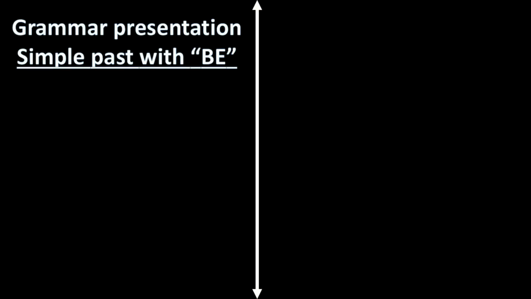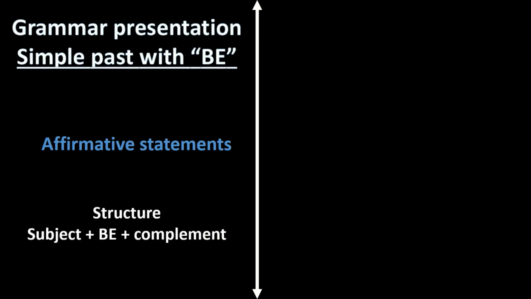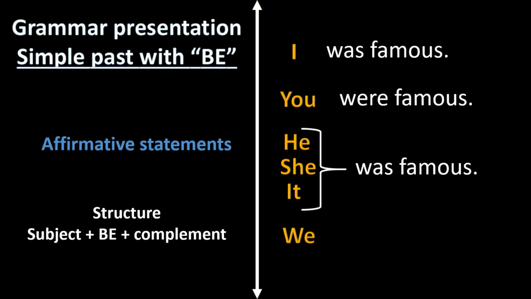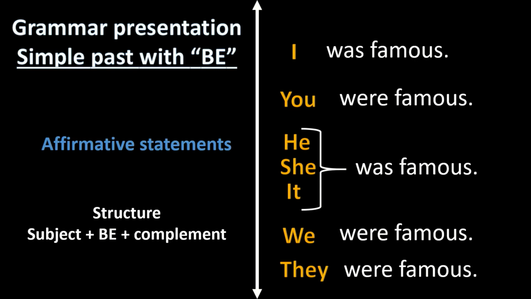Let's take a look at the grammar presentation for the simple past with be. For affirmative statements, we have the structure subject plus be plus complement. For example, I was famous. You were famous. He, she, it was famous. We were famous. They were famous.